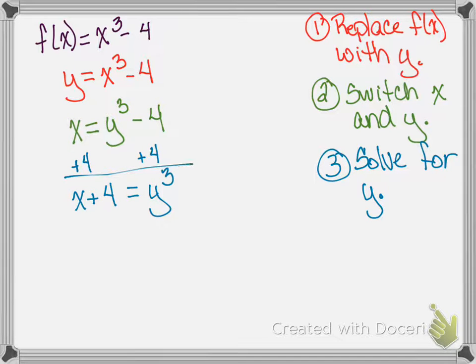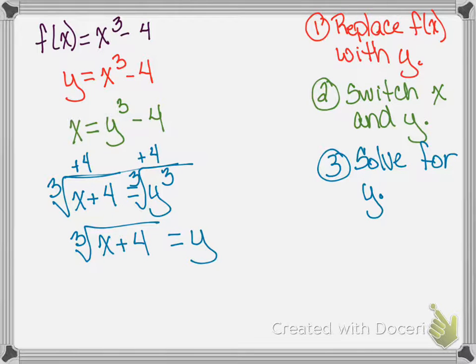Okay? How do I get rid of the third? I've got y to the third. What's the inverse of y to the third? Cubed. Excellent. So I am going to take the cube of both sides. Okay? So I'm taking the cube. And don't forget that 3. Because if you forget that 3, what is it? Square root. Good. So I have the cubed root of x plus 4 equals y. Okay? The blue is the hard part. Okay?